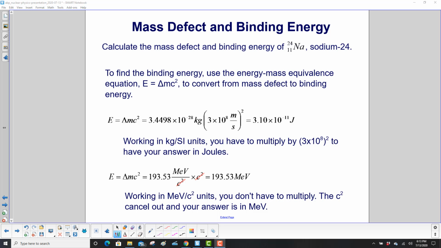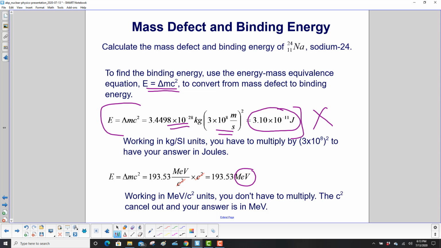To find the binding energy, use the energy-mass equivalence equation. E is equal to mc squared, and in this case m is delta M, the mass defect. That's Albert Einstein's equation, to convert from mass defect to binding energy. The first one will work with the SI units. So here's the mass in kilograms, here's the speed of light squared, and we get 3.1 times 10 to the minus 11th joules. Nuclear physicists typically don't work with joules, but they do work with MeV.